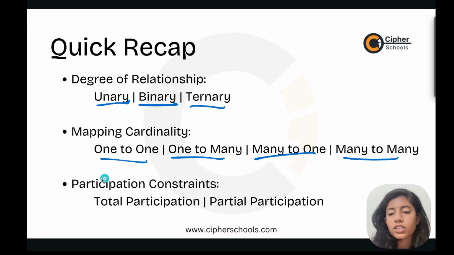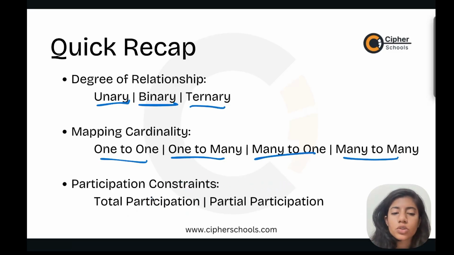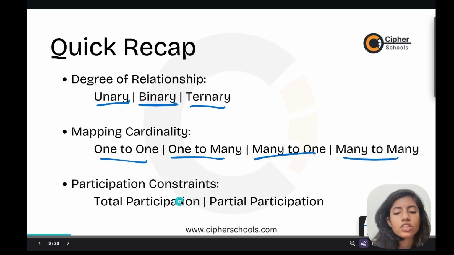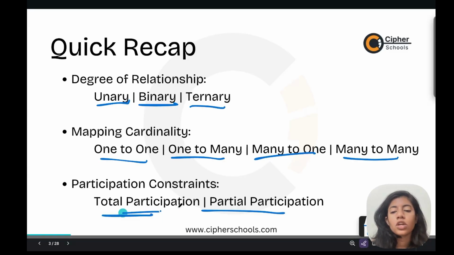So this is what we discussed, and again we discussed about participation constraint. Remember we took the example of customer and loan. Like a customer borrows loan, so it is not necessary for all the customers to borrow loan. A customer may or may not borrow. So if a customer is involved in that relationship, it is a partial participation because it may or may not borrow, right? But whereas in total participation, all loans need to be borrowed by one person. So all loans are getting participated in that relationship. That is for total participation.